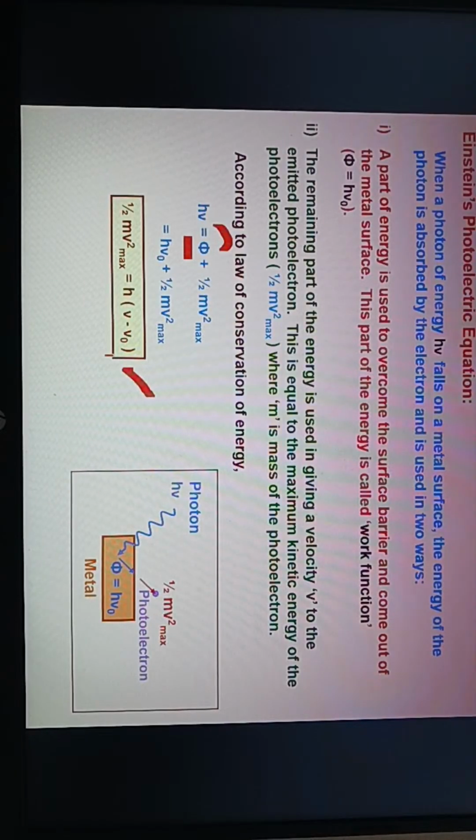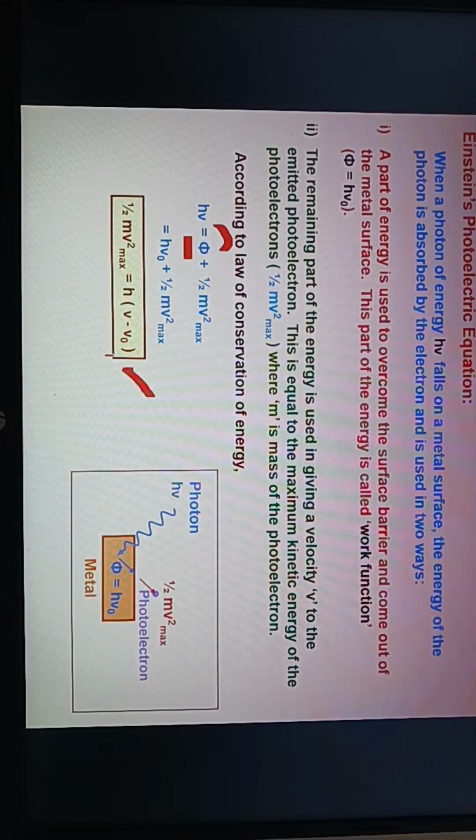Which is greater for the photoelectric equation? The frequency is greater than the threshold frequency. If it is the same, will you get the photoelectric effect? No, sir. If it is greater, only then photoelectric effect. If it is less, still you won't get any photoelectric effect.